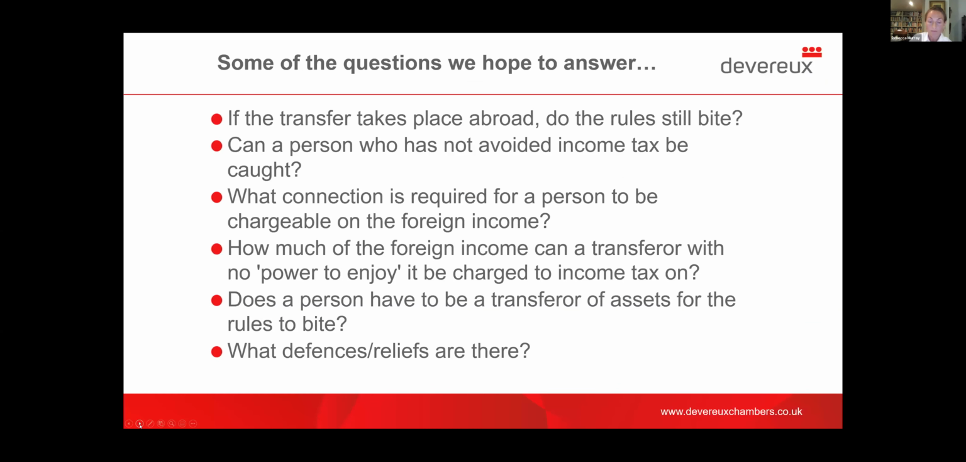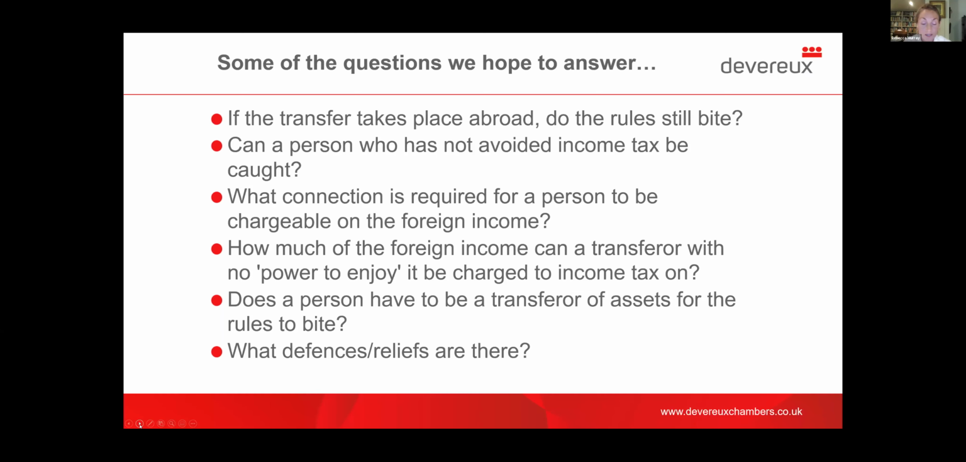So what if the transfer takes place entirely abroad? Do the rules still bite? Can a person who has not avoided income tax be caught by these rules? What causal or other connection is required in order for the person to be chargeable on foreign income? Now, the question of causation and connection comes up in different contexts under the 3 different heads of charge, which I'll tell you about in a moment. How much of the foreign income can a transferor with no power to enjoy it be charged to income tax on? And the question of quantum also arises separately under each head of charge, but this one to me is the most surprising.